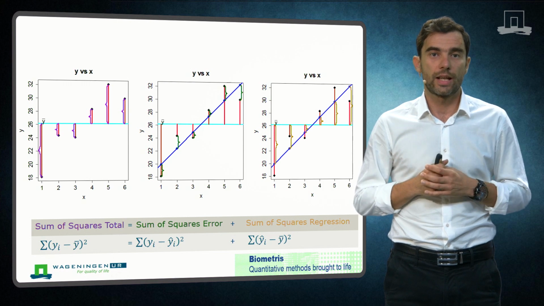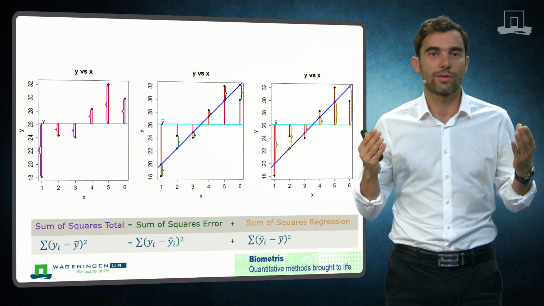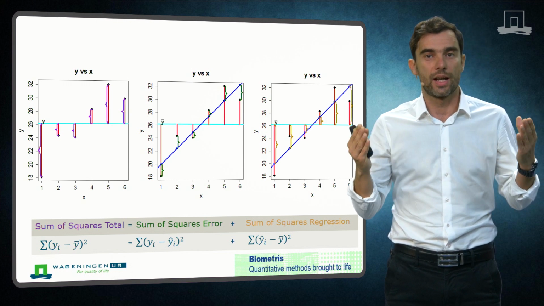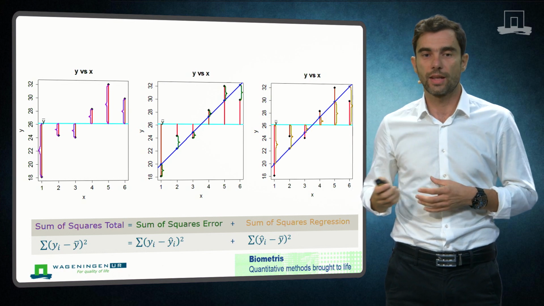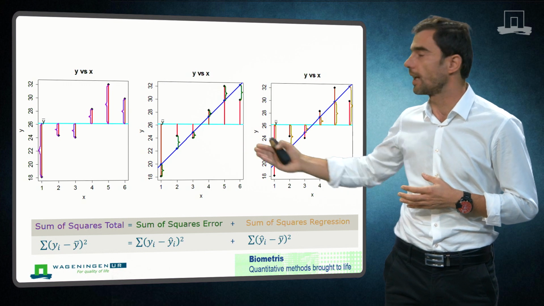And there's a nice relation between these three sums of squares. The total sum of squares is equal to the sum of the sum of squares for regression and the error sum of squares. And you can see the formula here on the slide, of course supported by a very nice animation.